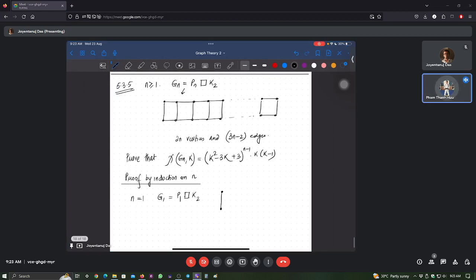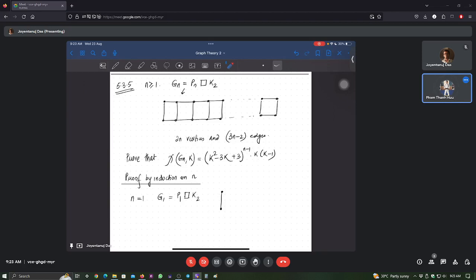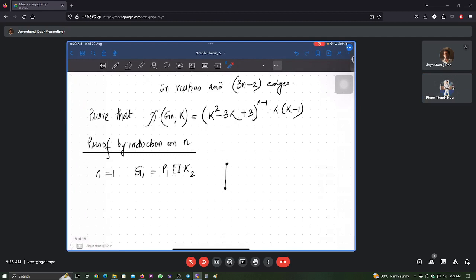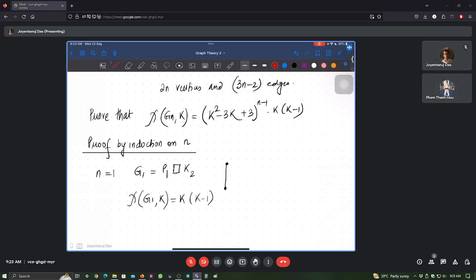G1 is P1 join K2. Then this is the only graph, because it matches the number of vertices and the number of edges. So I know the chromatic polynomial: it is k into k minus 1. So the chromatic polynomial of G1 at k is k into k minus 1. Now I have to verify whether it is working or not.